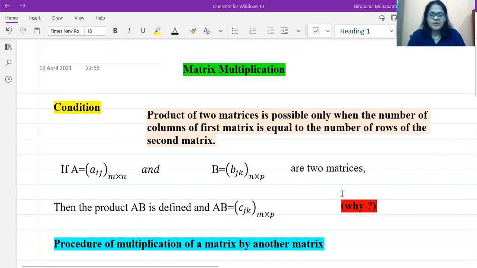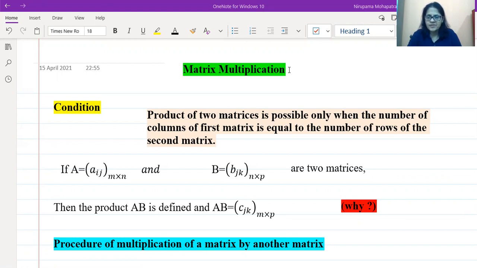So coming to our topic, matrix multiplication. First of all, I will tell you what is the condition when the product of two matrices can be defined. What is the condition of multiplying two matrices? Just to remind you, whenever we add two matrices, we know two matrices of same order can be added. Similarly, whenever we subtract one matrix from another matrix, the matrices should be of same order. But in this case, whenever we try to multiply one matrix with another matrix, what is the condition?